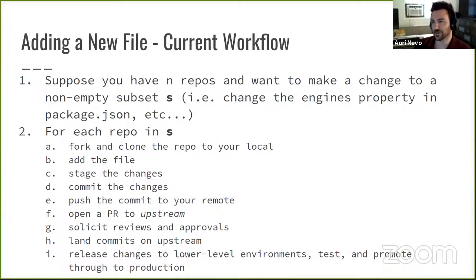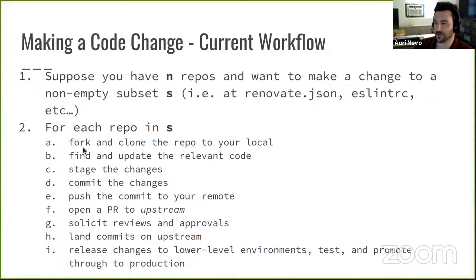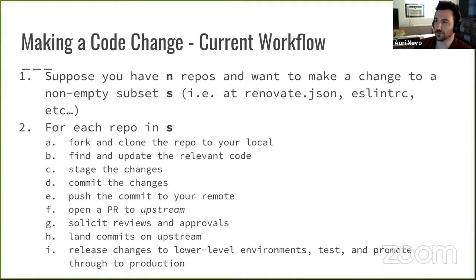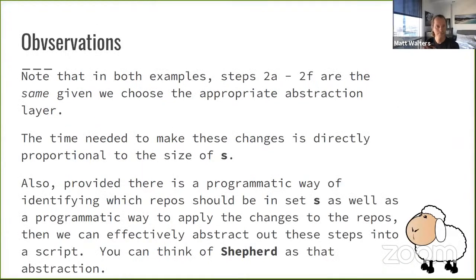What you'll notice here is that the steps are pretty much the same. And I just highlight that step 2B is where you have the difference, right? In the first example, you were finding and updating the relevant code, whereas in this example, you're adding a file, but everything else stays the same. So the observations are that in both examples, steps 2A through 2F are effectively the same if we choose the right abstraction layer, and that's relative to that item 2B.